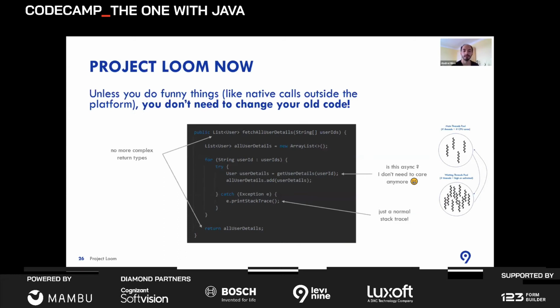Let's recap. Now, in usual code, like I've taken the JavaScript code and transferred it into Java code with Project Loom, you don't need any more complex return types. It's just going to return the list of your users. Then you don't need to care if an operation is async or not, because even if it's going to call something synchronous in the back, it's going to get to something in the JDK, and the JDK is going to take care of not running it synchronously. So not needing to care anymore is a great thing.